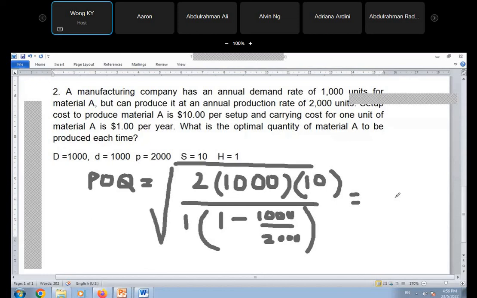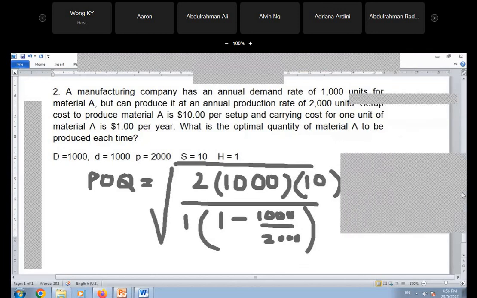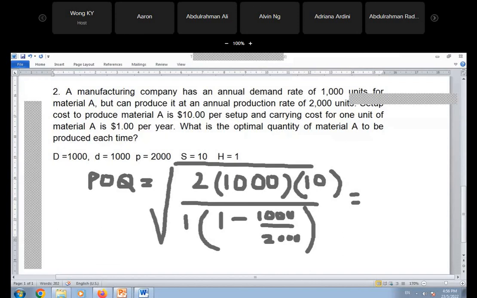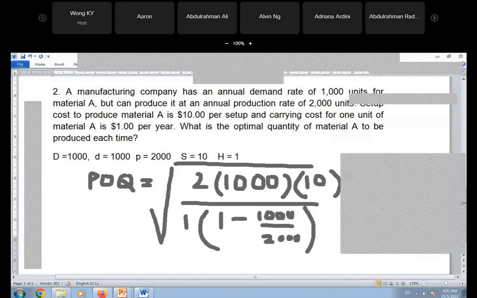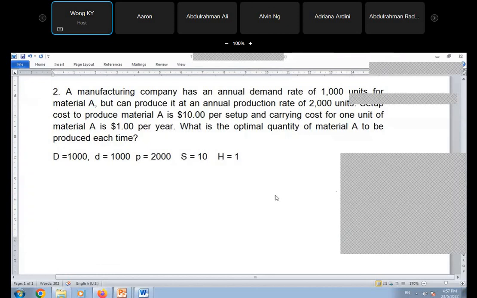Can anyone give me the answer for this? Amiro said 200, Fatinato said 200, Muhammad Rizwan said 200. Okay, 200, I assume it's 200. So the POQ value is equal to 200. For those that have answered correctly, well done. It shows that you understand. The rest, I'm not sure. If you don't understand, then let me know. You can contact me personally.